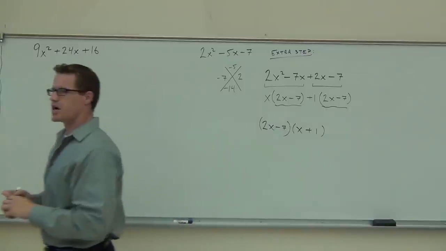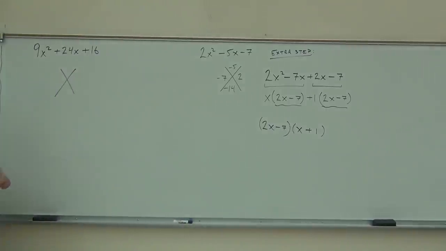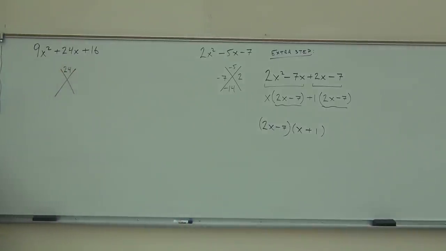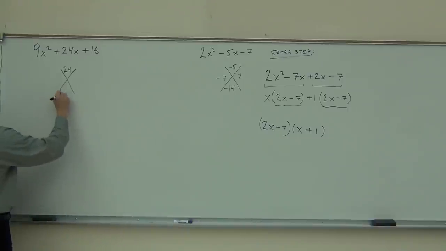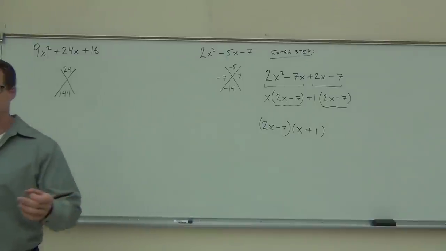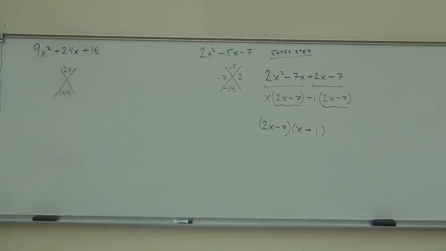Hey, what number goes on the top of our diamond problem, folks? 24. Perfect. What number goes on the bottom of our diamond problem? Yeah, that is... Oh, it looked bad, but it's not so bad, is it? Let's take 10 seconds and think about what adds to 24 and multiplies to 144. They've got to both be positive. What are those numbers?